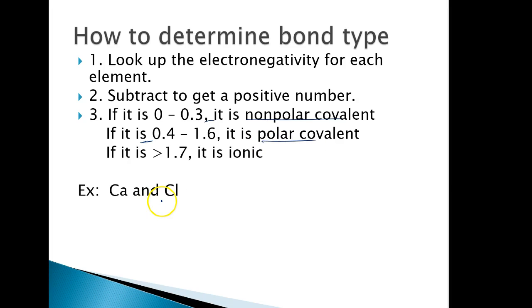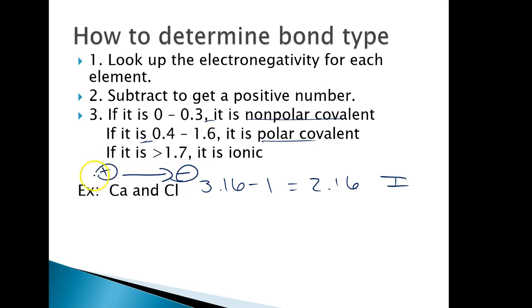So if I look up calcium and chlorine, I get 3.16. That's how strong chlorine is. Calcium is 1. I get 2.16. Therefore, it's ionic. And that means the electrons completely go. You get a negative charge on this end and a positive charge on that end.